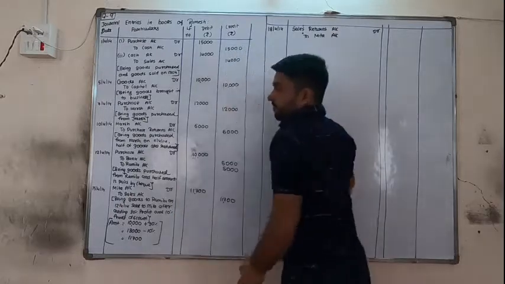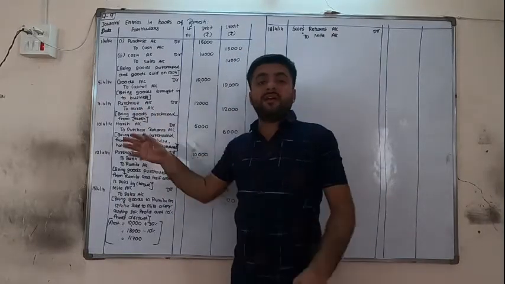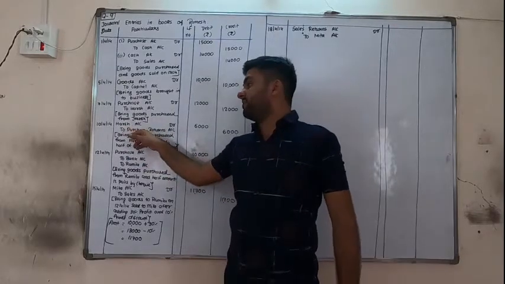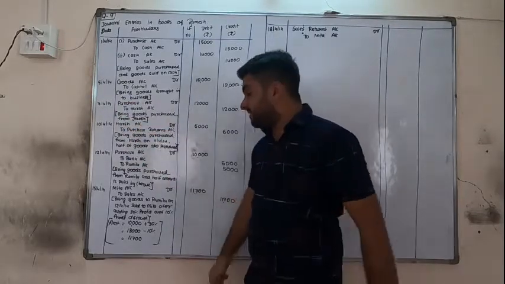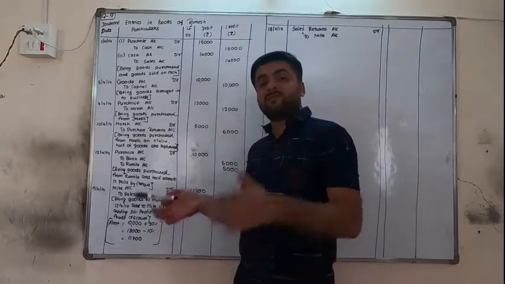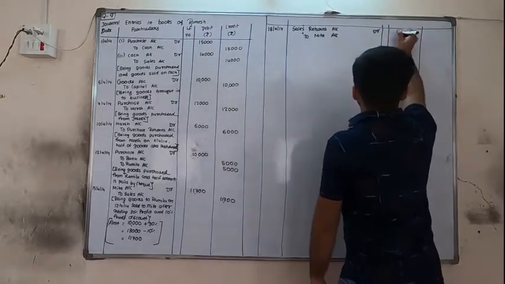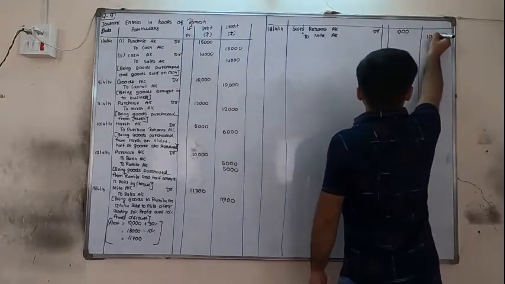See, this is opposite. When we are purchasing, purchase to Harsh. When we are returning, Harsh is credited, purchase returns is credit. In the same way, when we are selling, Meeta to sales. Now sales is credit, so sales return will be debit and Meeta is credit. And the amount they have given is 1,000.